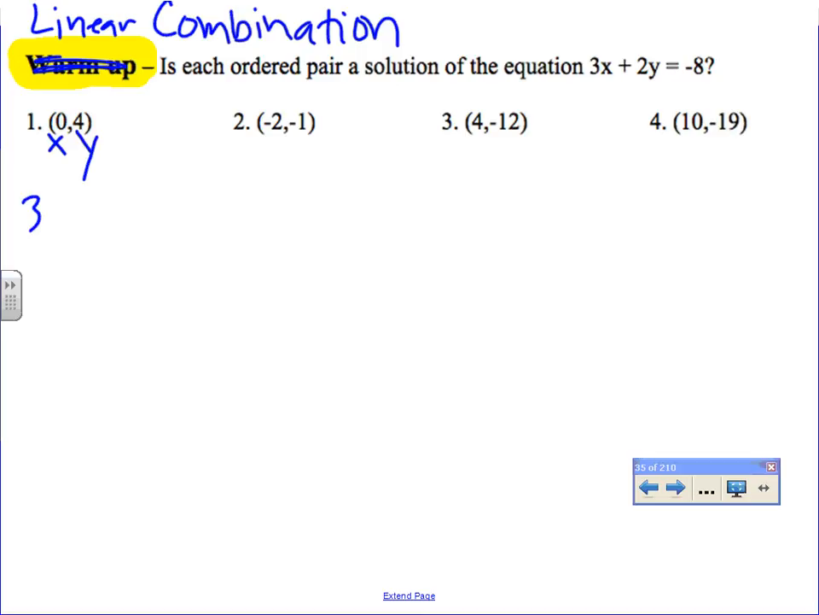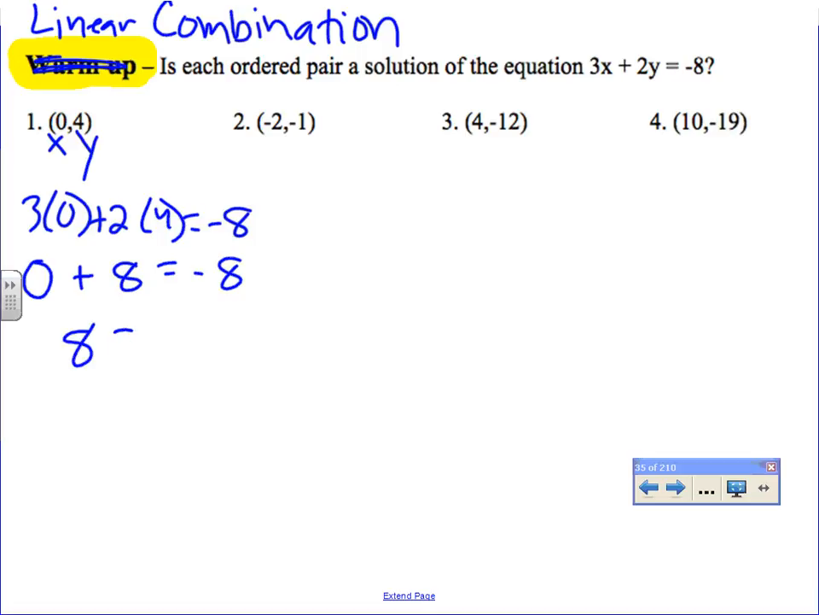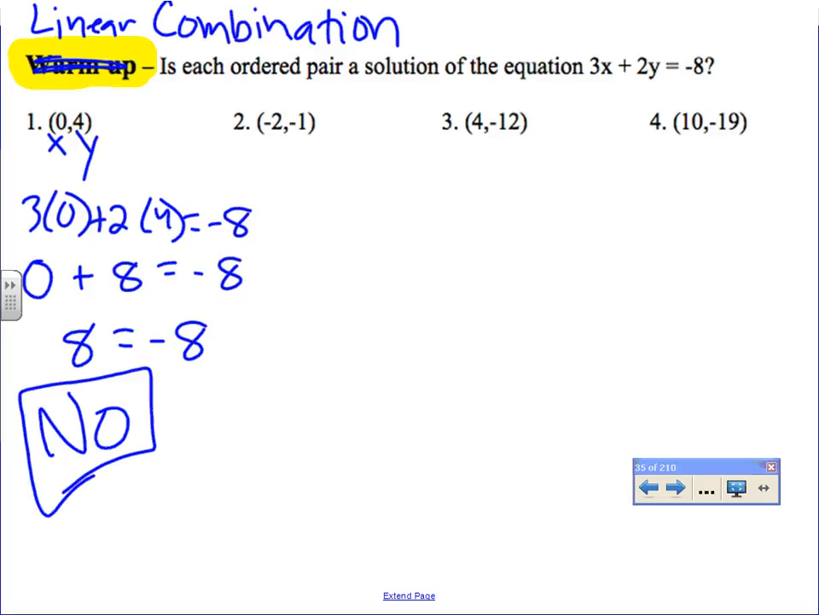So we have 3 times 0 plus 2 times 4, which is equal to -8. 3 times 0 is 0, so we have 0 plus 2 times 4, which is 8. Is 8 equal to -8? No. So it's not a linear combination. So your answer is no, because it's not a solution.